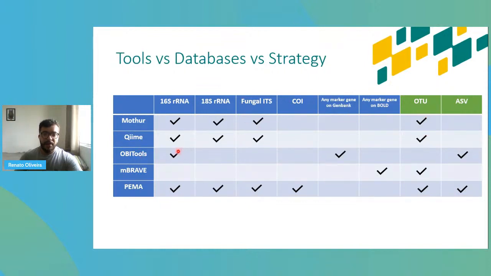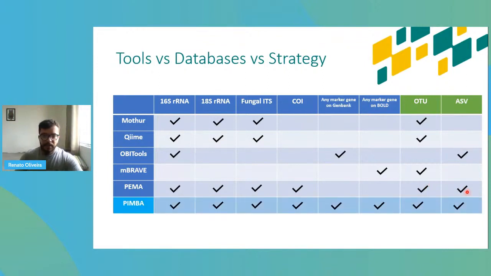OBITools can analyze bacterial data sets and any other marker gene that is on GenBank, and it uses the ASV strategy. mBrave can only analyze the marker genes that are present on the BOLD database, and it uses the OTU strategy. And more recently, a pipeline was published, PEMA. It can analyze bacterial, fungal, and animal data sets, and it uses either OTU or ASV strategy.